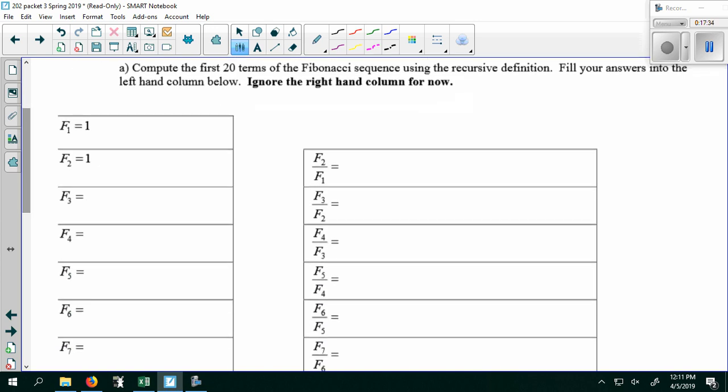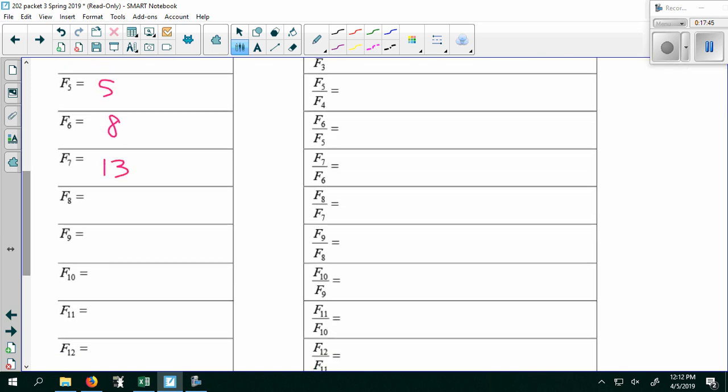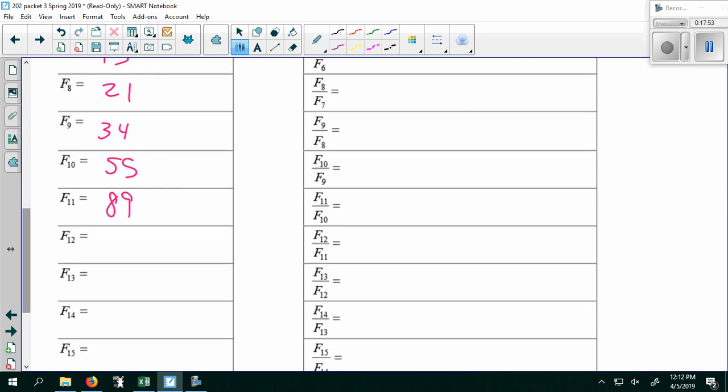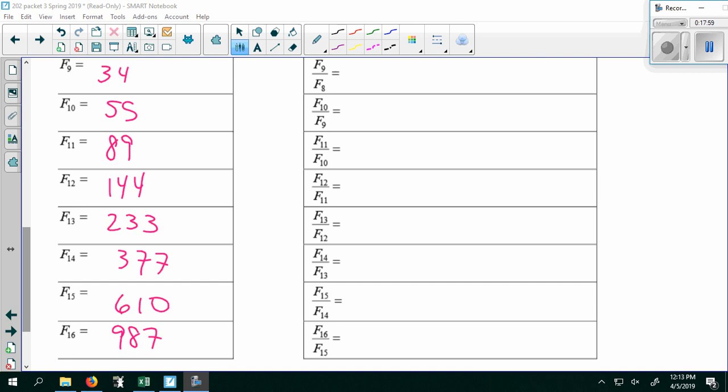So compute the first 20 terms of the Fibonacci sequence using the recursive definition. So I know 1 and 1, then I've got 2, 3, 5, 8, 13, 21, 34, 55, 89. Okay, I finished the list.